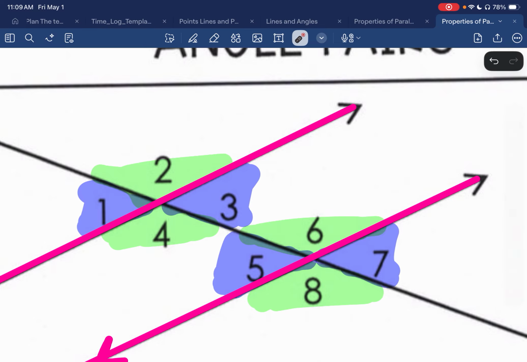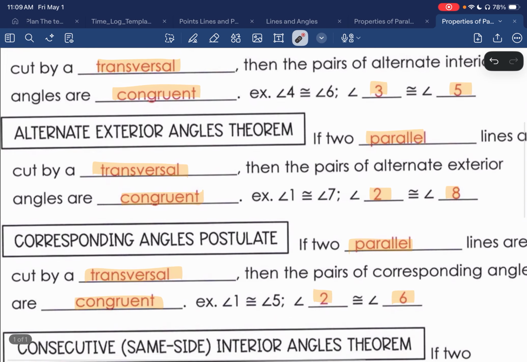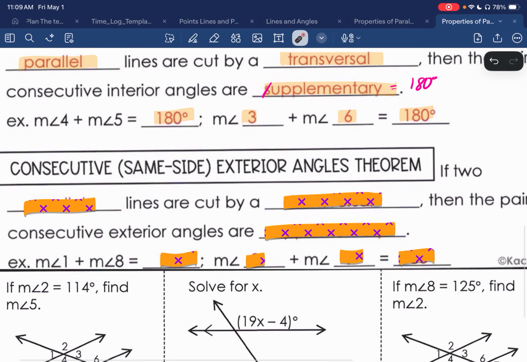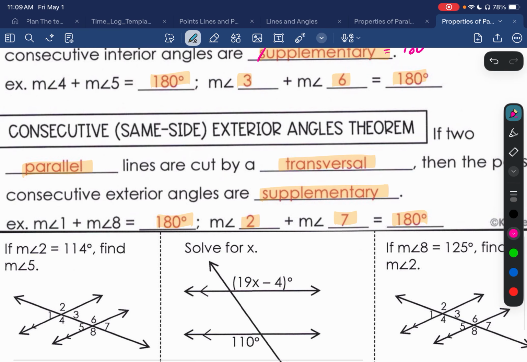Okay, so again, what do I say? Consecutive interior angles equal 180 degrees when you add them up. Same goes for this side. Same goes for consecutive exterior angles. So go here, bam, bam, bam. Copy all that. So parallel, transversal, supplementary. Let's just go ahead and draw a little line through it. That means that equals 180 degrees.